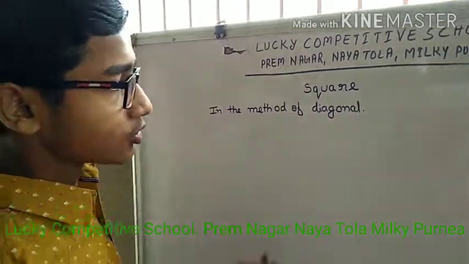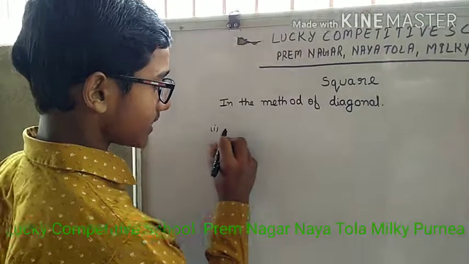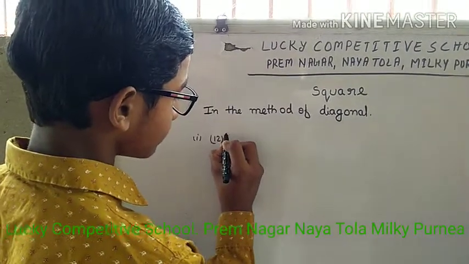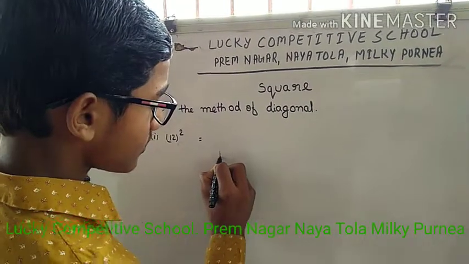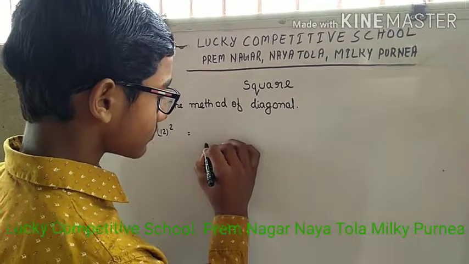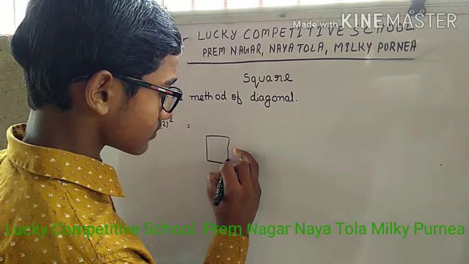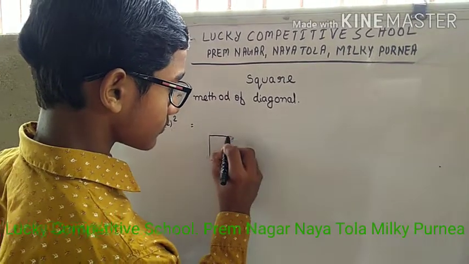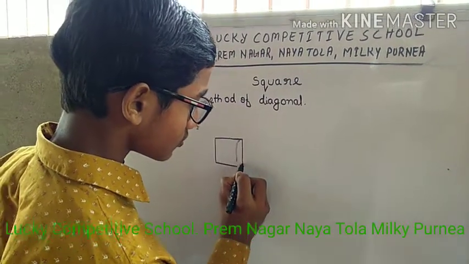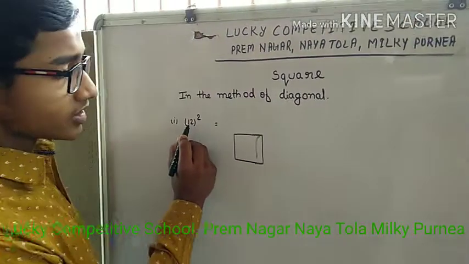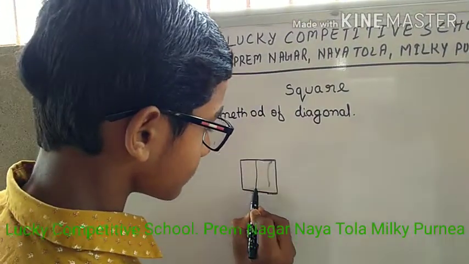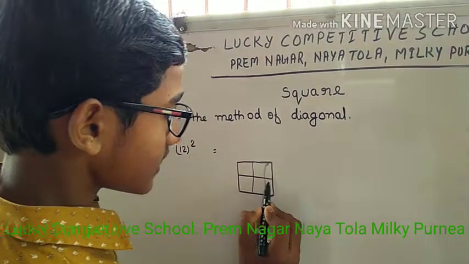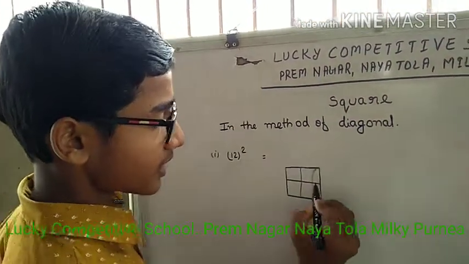Diagonal. First we take a 2-digit number, any 2-digit number, 12 square. First we make a square for a 2-digit number. We make 4 boxes, and each box is divided into 2 parts.